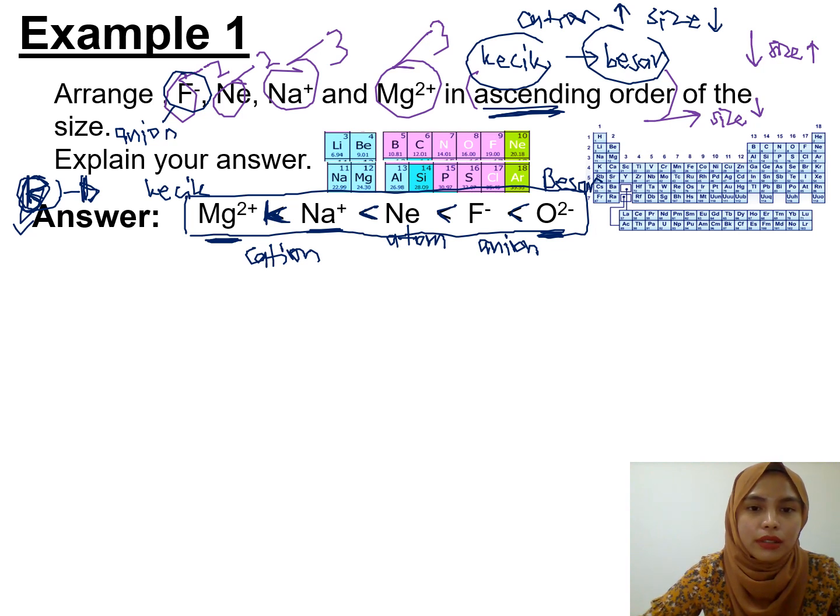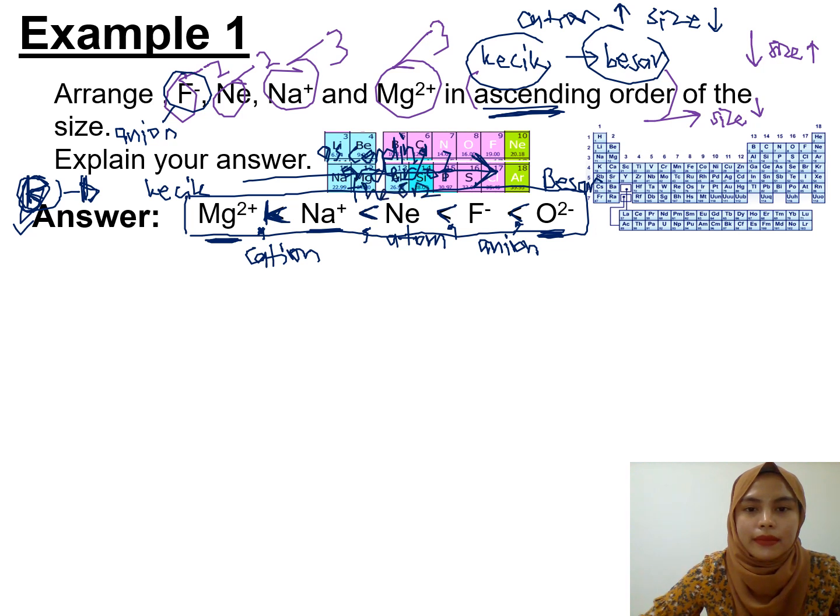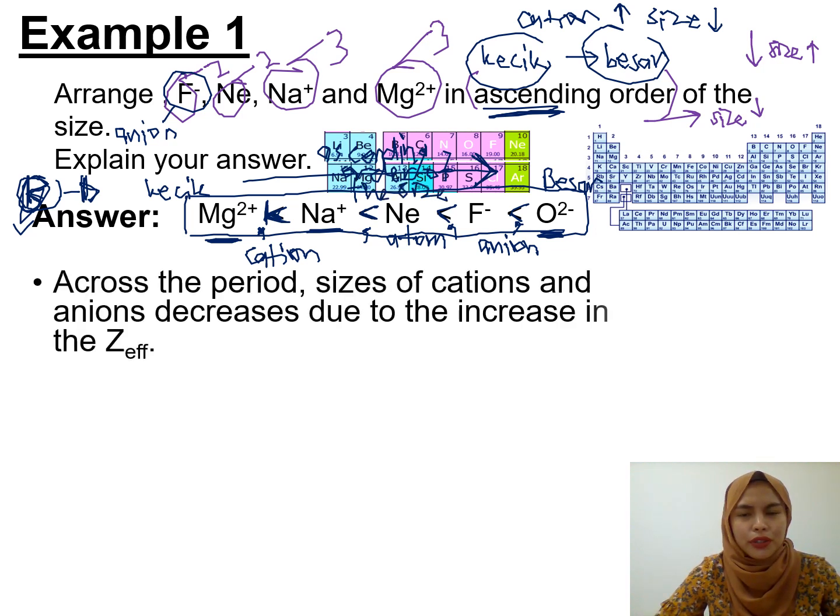Okay, kalau nak selamat buat koma saja. Okay, buat koma, and then buat arrow macam ni to show that ascending order of the size. Okay, so how do you explain it?